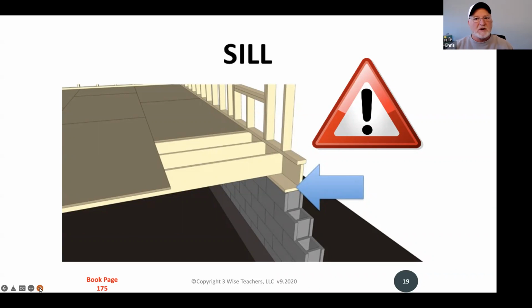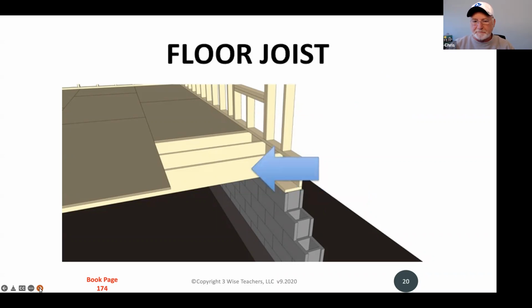Interestingly enough, the word sill also shows up when you're talking about a window sill as well. So just make sure you read the question closely enough. Are they talking about the one that sits on top of the foundation wall, or are they talking about one that sits in a window? If you know to look for it, it can't trick you. Not a big deal. Remember, we're talking flooring systems here. Okay, so we just started the upward building of the house as far as the wood components go.